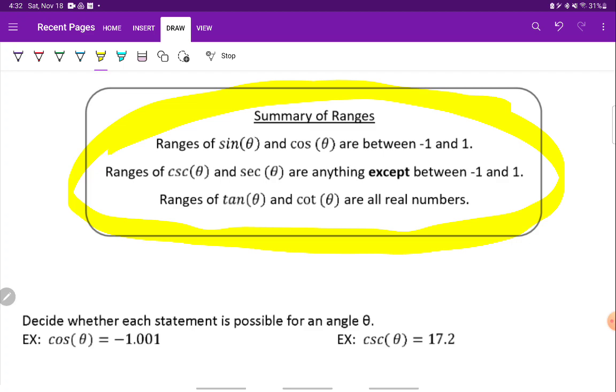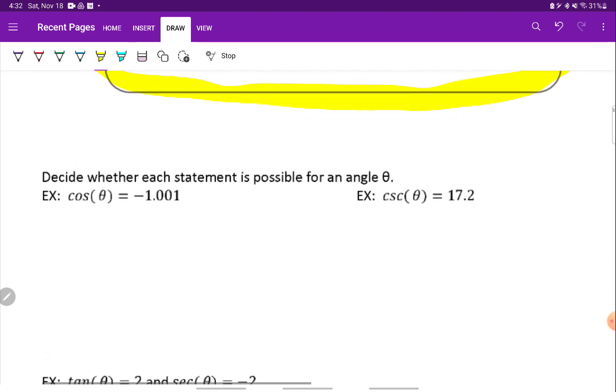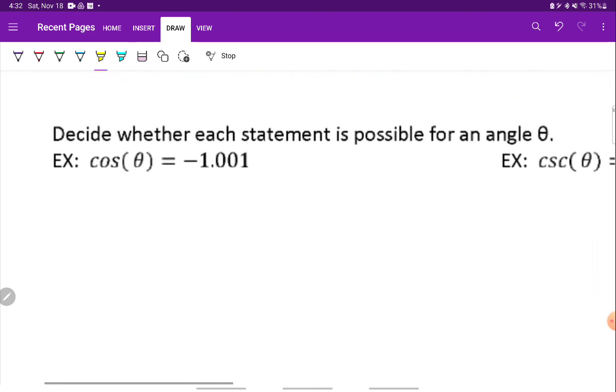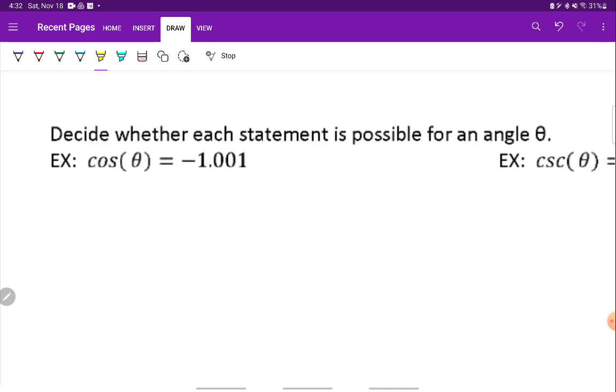Well, let's use those range facts to decide whether the following statements are possible for some angle theta. Is it possible for a cosine of some angle to be -1.001? The answer is no, because it can only spit out a number between -1 and +1, and that doesn't fall in the range.